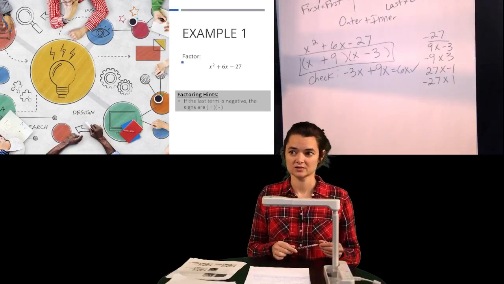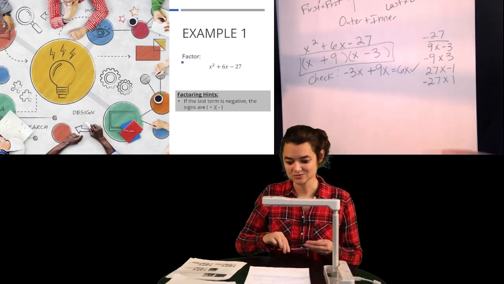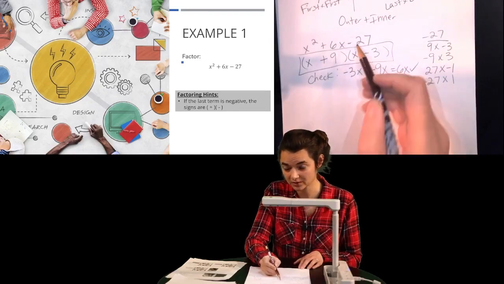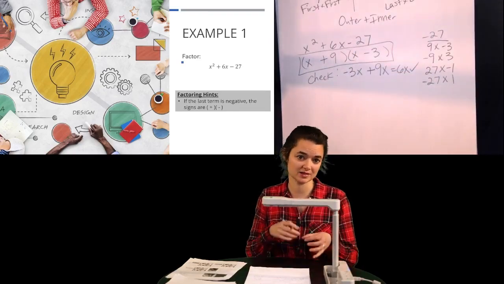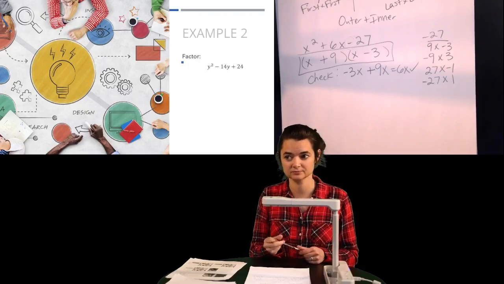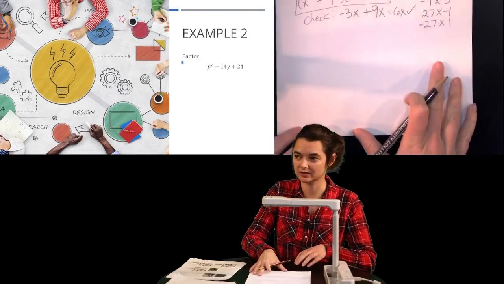That's it. So the factoring hint for you guys on this one is if you have a negative last term, you will definitely have a plus and a minus for your signs inside those binomials. All right, let's do another one.